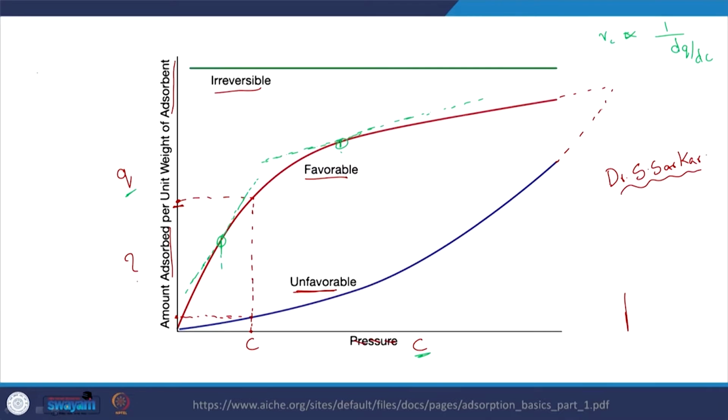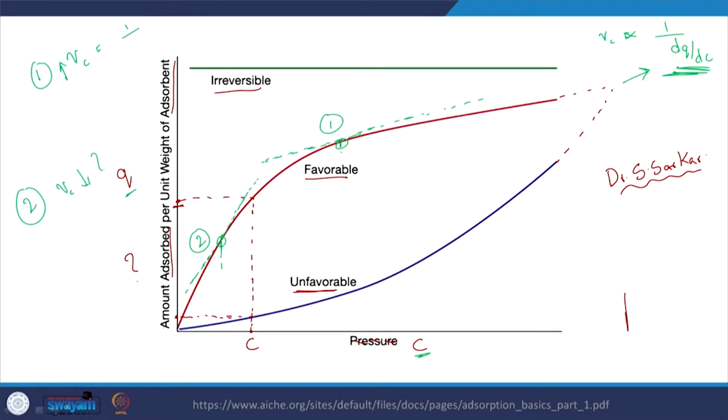So, case 1 and case 2. In case 1, I will have 1 by a smaller value, meaning Vc will be relatively high. In case 2, the slope is steeper, so 1 by dq by dc is higher, and Vc will be relatively lower. So, case 1 and case 2.